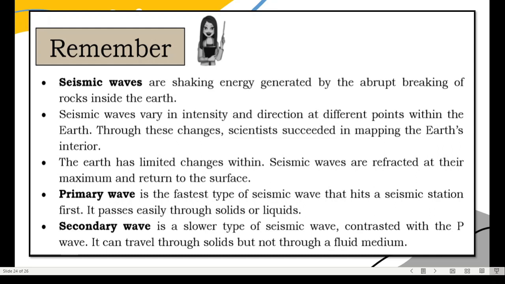So, yung drawing na nakikita natin kanina, ang tawag doon, mapping the Earth's interior. The Earth has limited changes within. Seismic waves are refracted at their maximum and return to the surface. So, may iba't ibang behavior tayo na seismic waves. And then, meron tayong primary wave, which is the fastest type of seismic wave. It hits a seismic station first. So, yun yung una na detect na seismograph natin. It passes easily through solids or liquids. Unlike secondary wave, is slower type of seismic wave. Contrasted with the primary waves, it can travel to solids but not through a fluid medium. So, yun yung pinagkaiba nilang dalawa.